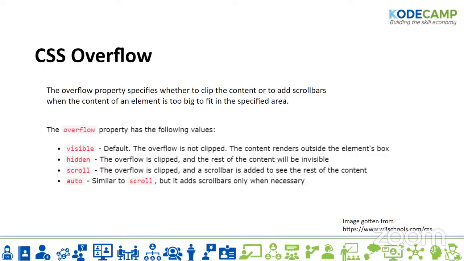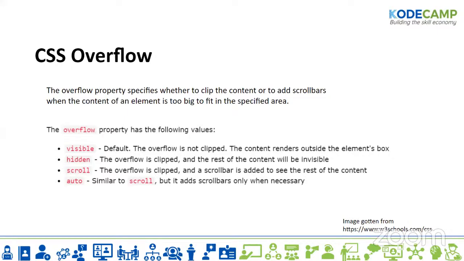So the overflow property specifies whether to clip the content or to add scroll bars when the content of an element is too big to fit in the specified area. So kind of like you have this scroll bar depending on how you want to set it, and then the user is able to scroll through it without having to go through a whole lot of things at once. So the overflow property has the following values.